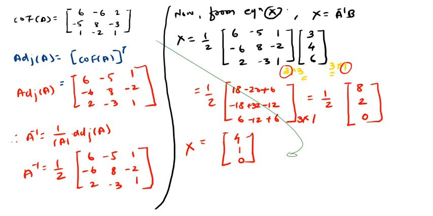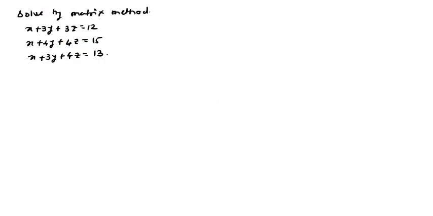4 1 0, and finally we can find X is equal to 4, Y equal to 1 and Z is equal to 0. Okay, so this is how we solve the system of linear equation using matrix method. Okay, this is the next example to solve this system of linear equation using matrix method.